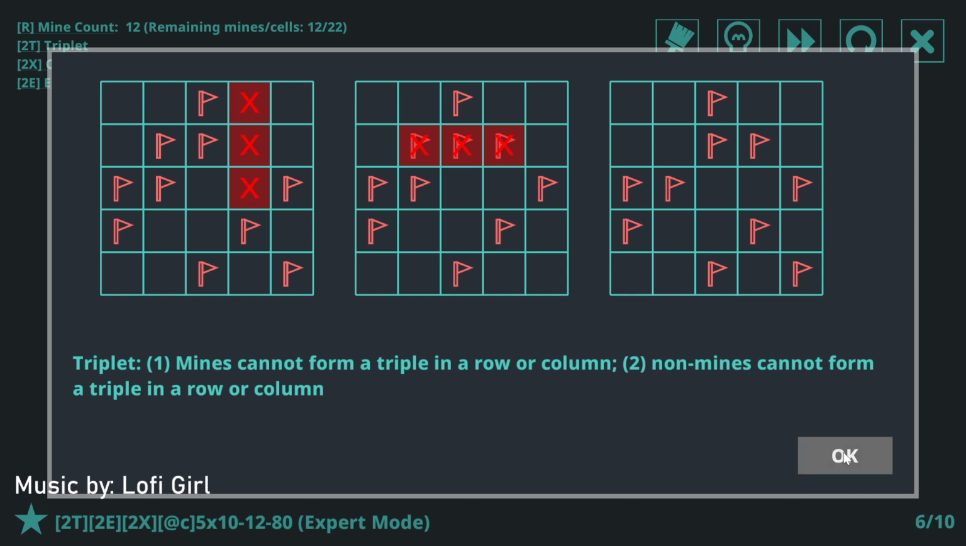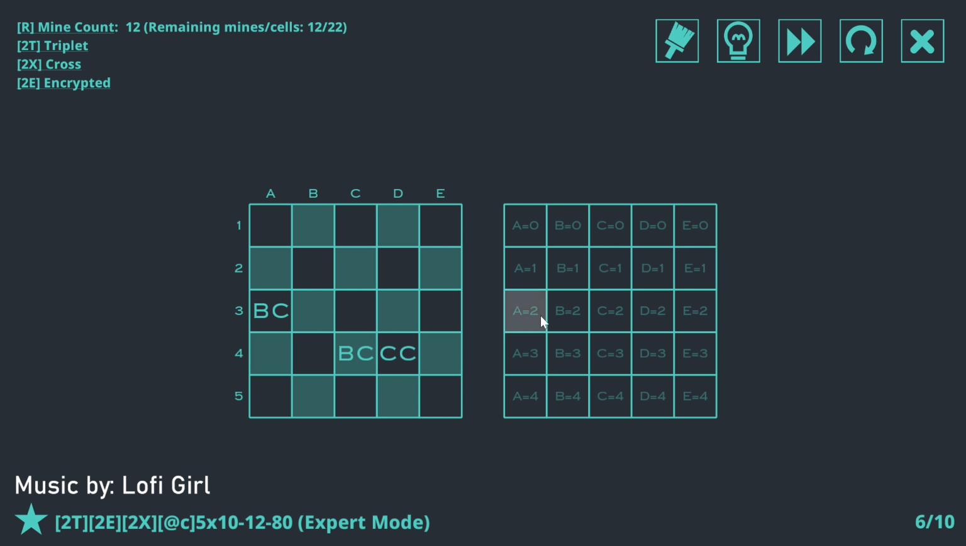Now, triplet means that, firstly, mines can't form rows of 3, vertically or horizontally. Diagonals are free game though. Non-mines also have the same restriction, so non-mines can't form rows of 3, horizontally or vertically. I'm so sorry. Diagonals are also free game though. So it's a bit like triplet in the first game, except diagonals are not counted, and empties are also counted. And then you have cross and encrypted, which did show up before, so there you go.